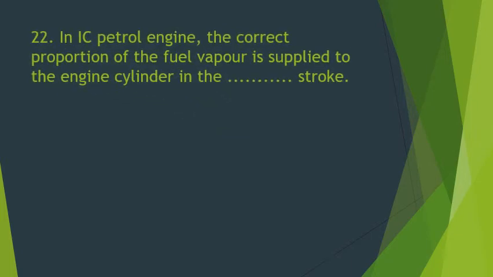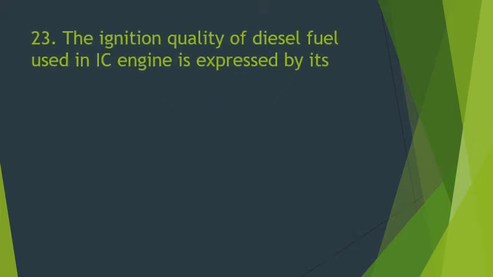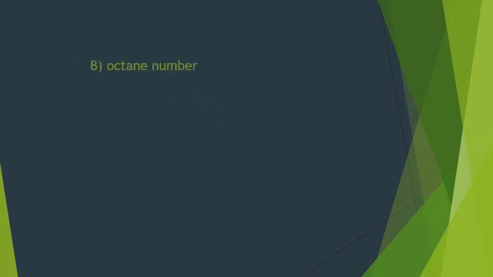22. In a petrol engine, the correct proportion of the fuel vapor is supplied to the engine cylinder in the stroke: A. Compression, B. Expansion, C. Exhaust, D. Suction. 23. The ignition quality of diesel fuel used in the engine is expressed by its: A. Calorific value, B. Octane number, C. Cetane number, D. All of the above.